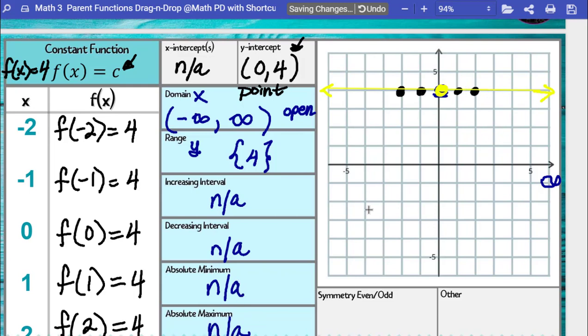This function is even, and that is because you could fold this function in half and it would be symmetric over the line y equals x. And I actually meant to say y equals 0. And then we don't have any other characteristics we have to worry about.